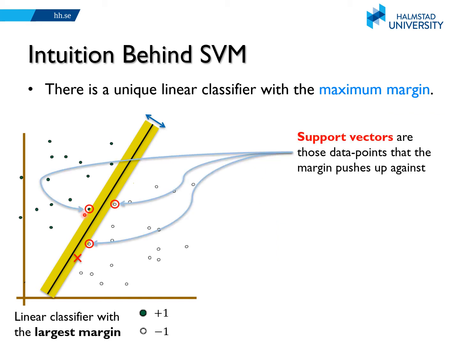And as we said previously, these data points here, they are called support vectors. These are data points that the margin pushes up against.